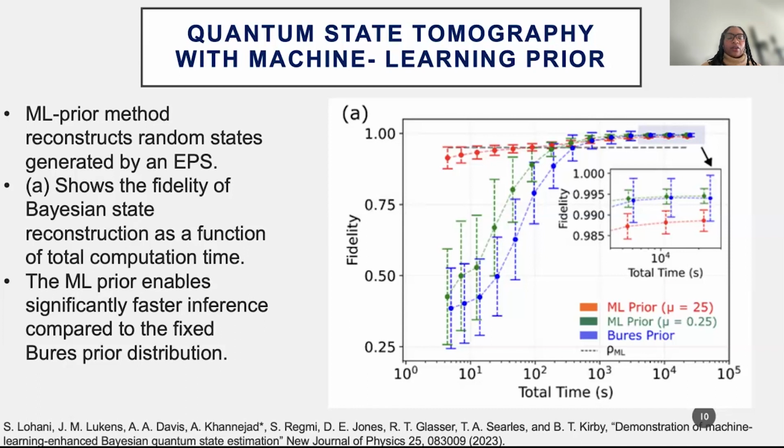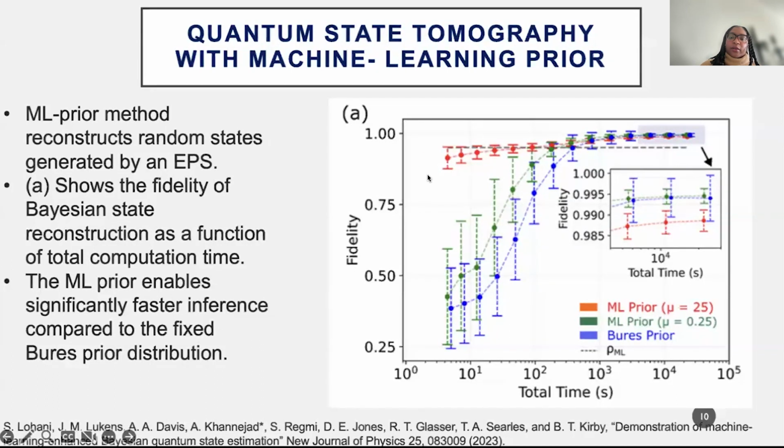Figure A shows the fidelity of the Bayesian state reconstruction as a function of total computation time. The blue shows the reconstruction of the BRS prior. The red shows the ML prior, sorry. Do y'all see that? So what can we tell from this plot? It tells us that the machine learning prior significantly outperforms the standard BRS prior.